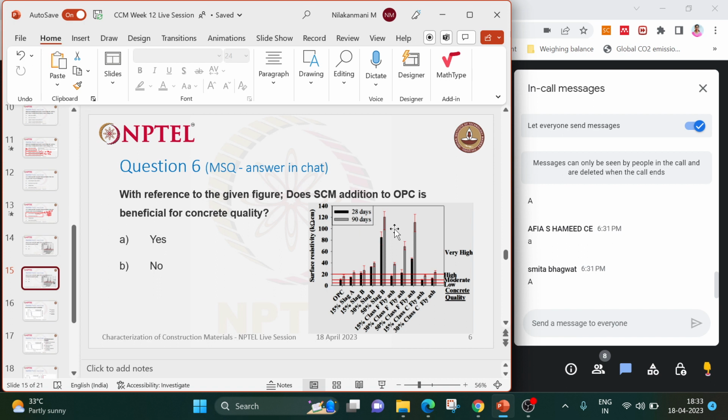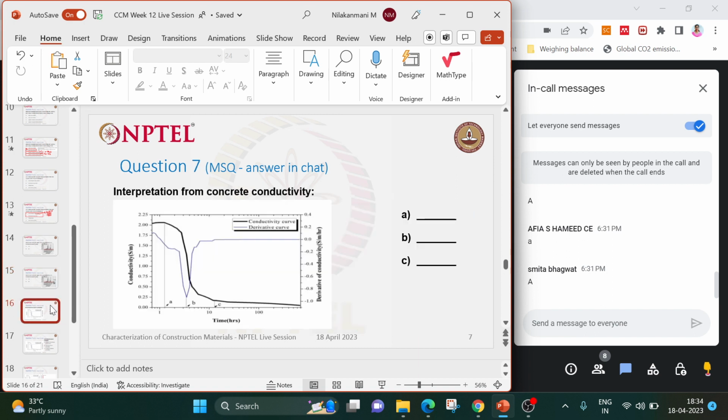If the chloride comes to the concrete surface, there is a concrete cover up to the rebar. To reach from the concrete surface to the rebar surface, it has to travel this path. So if the concrete has good resistivity, it will restrict the movement of ions. If the resistivity is high, it will have good concrete quality. So the addition of SCMs to an OPC system is beneficial for concrete quality. Now let me move to the next question.